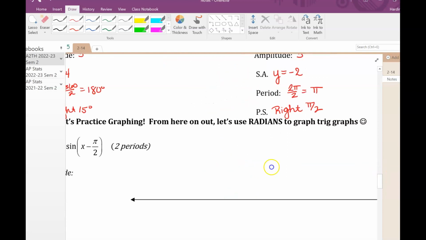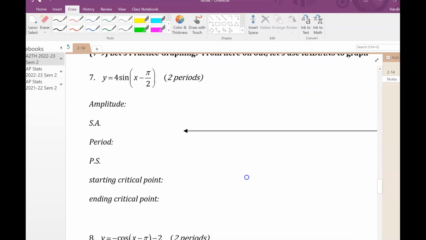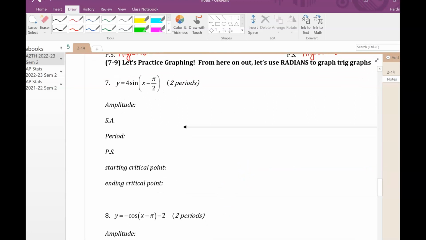All right, let's take a look at one of these graphs again, now that we have all that information down. If you look at this, there's no b to factor out, so we're good. The amplitude is 4. The sinusoidal axis is just at 0, no shift up or down. Period of the graph is still, oh, it says radians, so this is 2 pi. The phase shift now is right pi over 2.